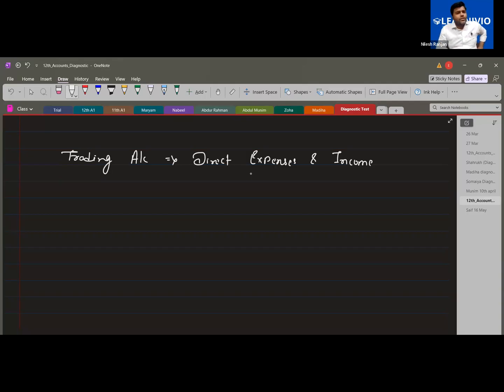But the rent of the showroom, is this a direct expense? No. Because the rent of the showroom is not needed for production or manufacturing, or you can say for purchase. It is for sale purposes. So it is not a direct expense, it is an indirect expense. It will go to the profit and loss account.